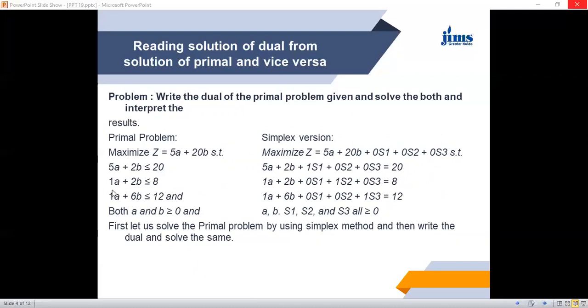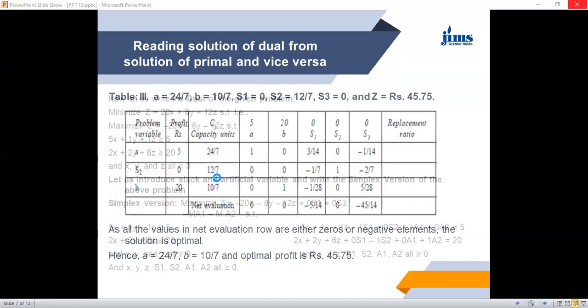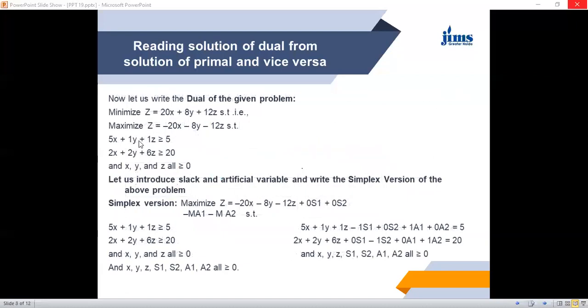5X plus Y plus Z will be greater than or equal to 5, because here it is less than or equal to, so it will be greater than or equal to 5, and 2X plus 2Y plus 6Z will be greater than or equal to 20, and all of X, Y, Z will be greater than or equal to 0. This is the dual. See, 5X plus Y plus Z is greater than or equal to 5, 2X plus 2Y plus 6Z greater than or equal to 20.